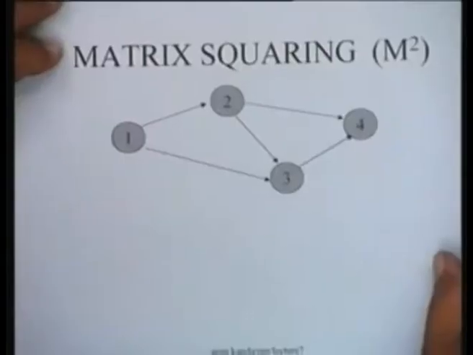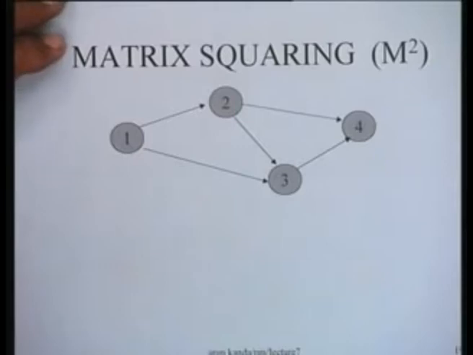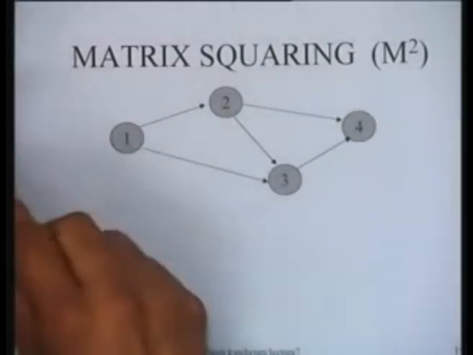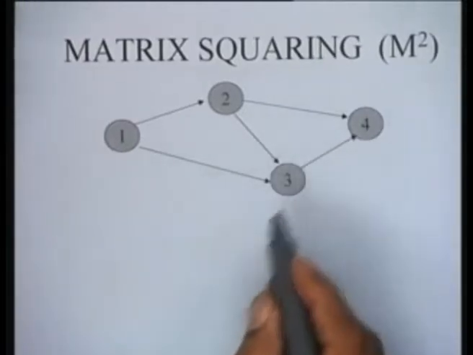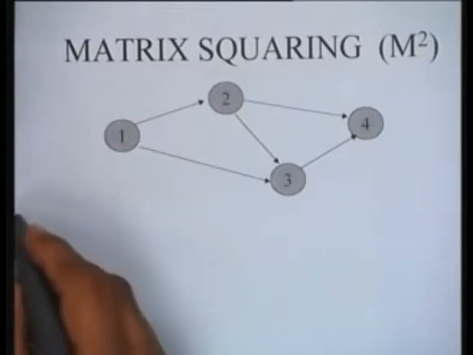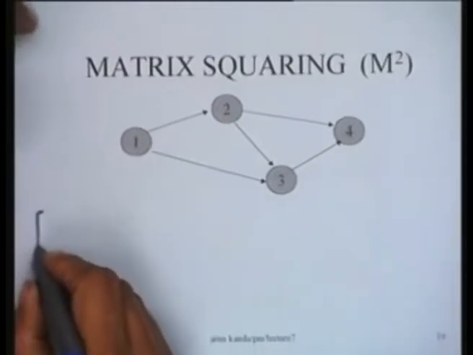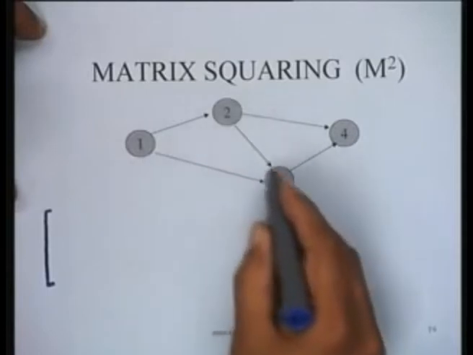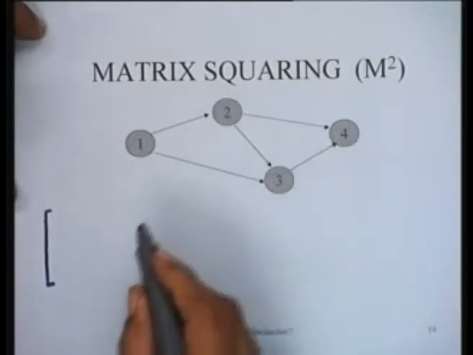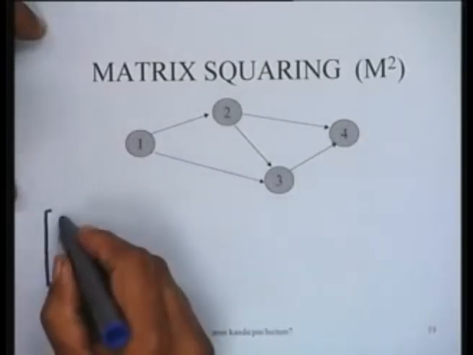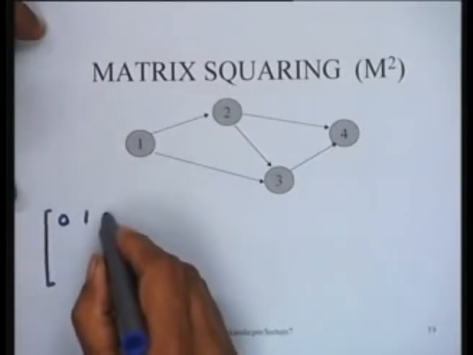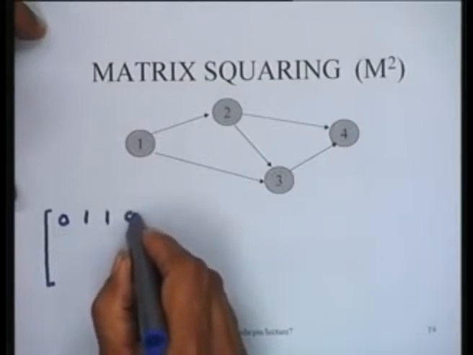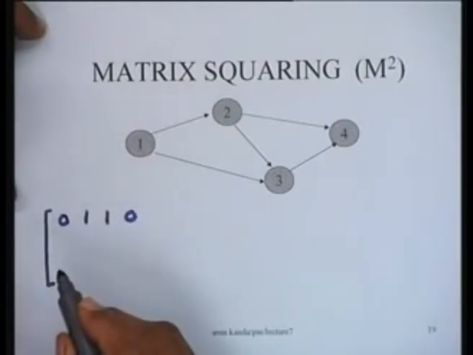Take for instance this small matrix, which is a consistent matrix. Let us try to identify the adjacency matrix for this particular graph. From 1 there is no arc to 1 itself, there is an arc to 2 and an arc to 3, and there is no arc to 4. That's the first row.